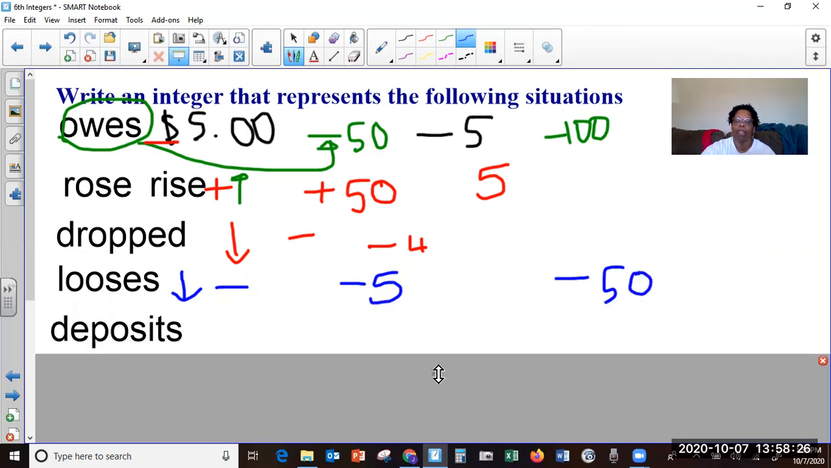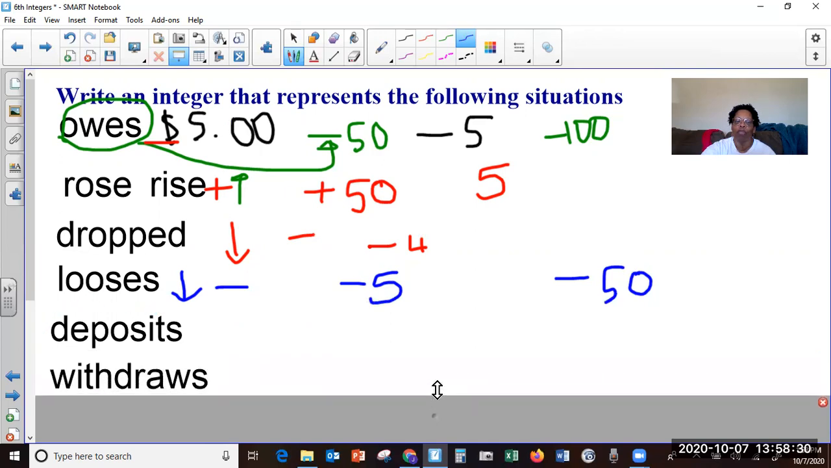How about deposit? Ever heard that word deposit? It goes with the word withdrawal. Never heard of it? Well, when mom goes to the bank or dad goes to the bank or grandma goes to the bank, they deposit money in the bank. If they deposit money in the bank, that means they put money in the bank. And that means it's positive or negative. Does it go up or down? It goes up. That is correct. So it's positive. Deposit is positive.